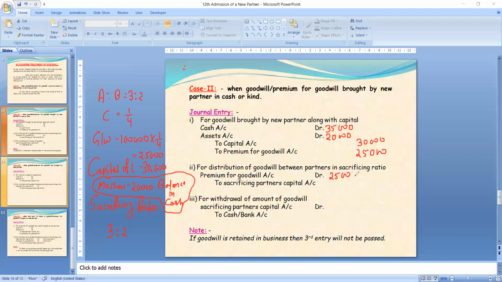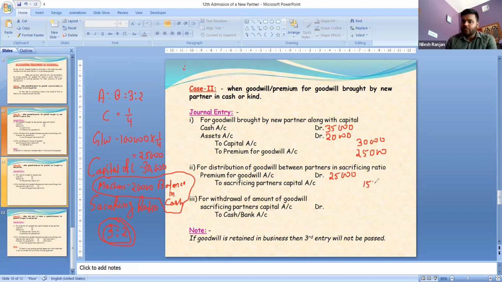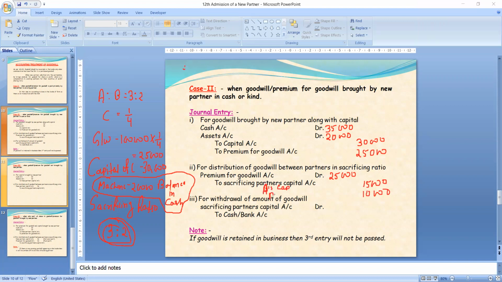Premium for goodwill will be given to A and B in the ratio of sacrifice. So the sacrificing ratio we have calculated gives 15,000 and 10,000. Did both of them sacrifice? Yes, both are sacrificing. So the premium for goodwill account is debited, and we credit A's capital and B's capital.